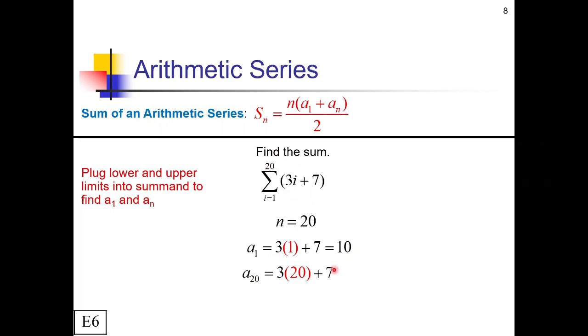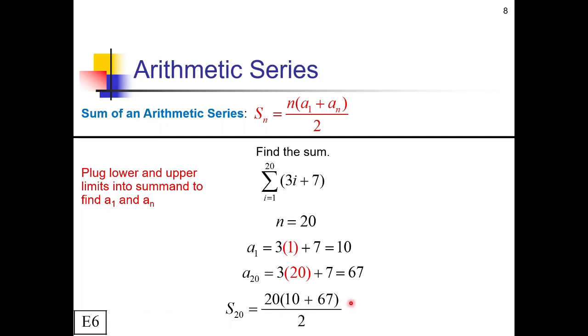So 60 plus 7, or 67. So plugging these three things into our formula, we're going to end up with 20 times, we've got 10 plus 67, all of that over 2. And I wrote Sn, or S20 here. That's the sum of the first 20 items.